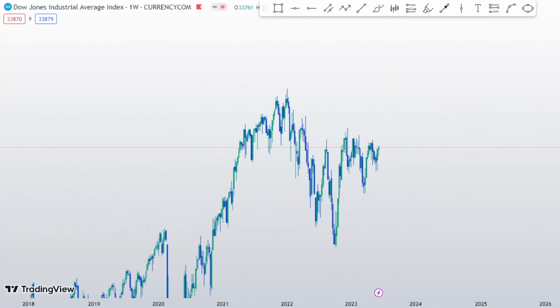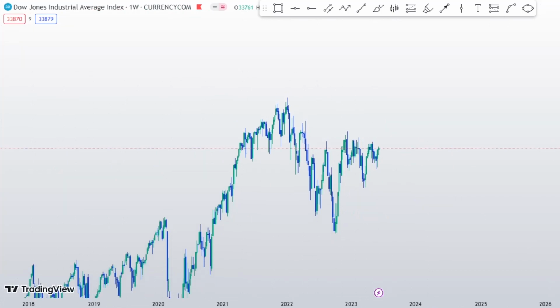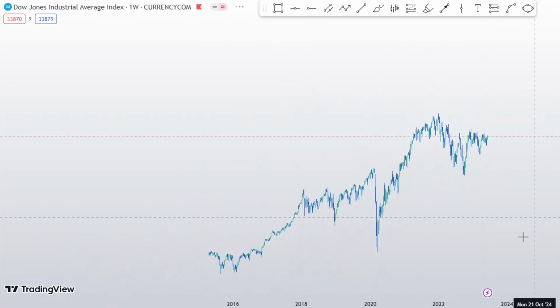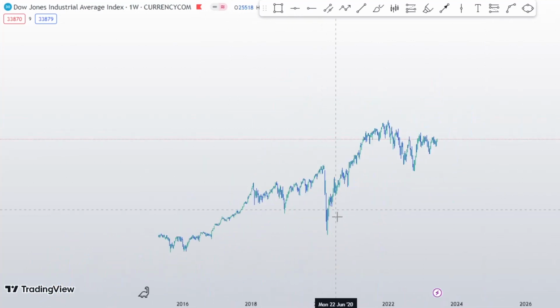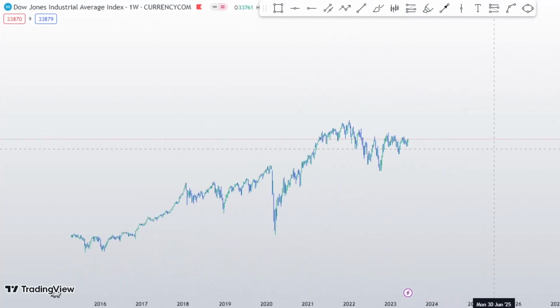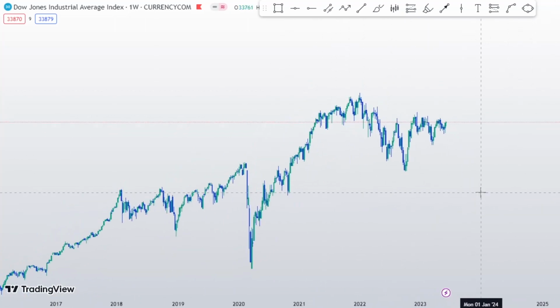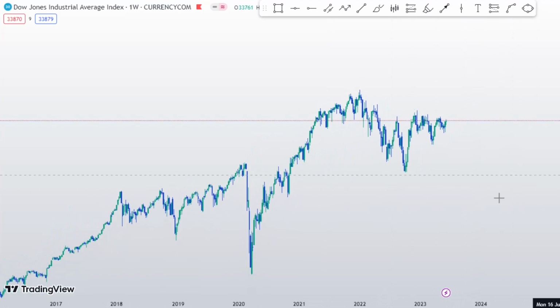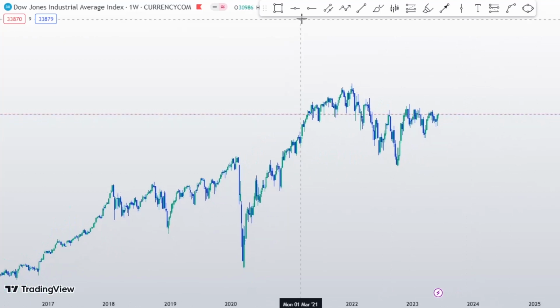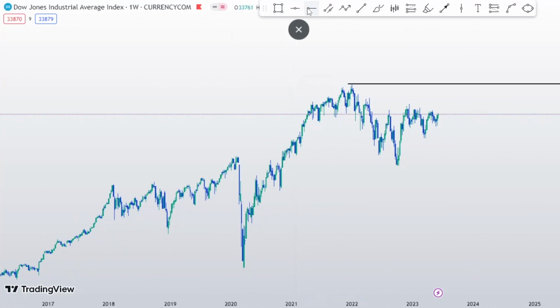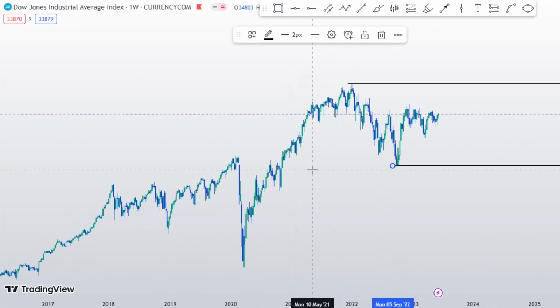Okay, moving on to the next one, we are going to Dow Jones. This is US30. What's going on with US30 on weekly? As you can see, the market has been going up with higher highs and higher lows, and here where we are, I'm going to first look for the highest resistance and lowest support. My highest resistance, my lowest support.